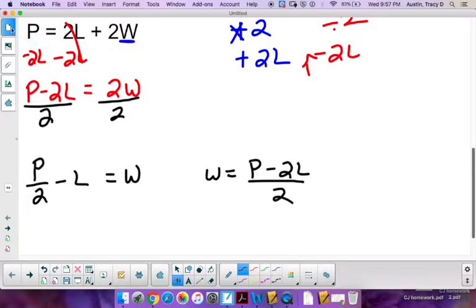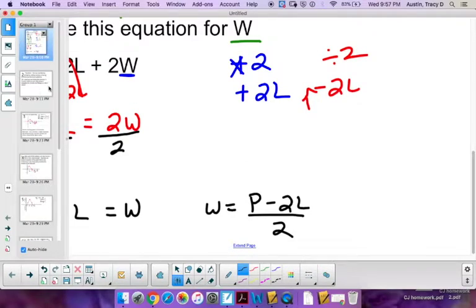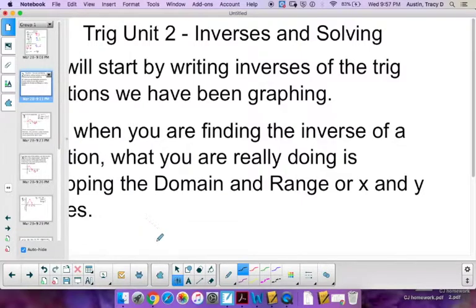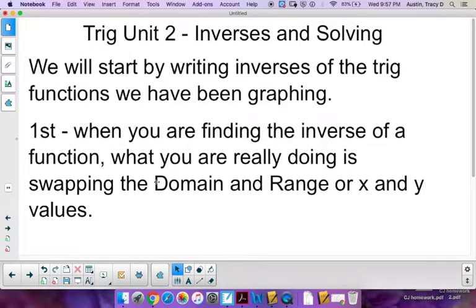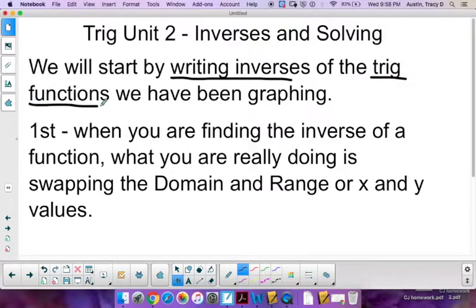Okay, so make sure you have your paper ready. We're going to start working on inverses. And that means we're going to write inverses of the trig functions that we've already been graphing. Those ones that had all the transformations and stuff, we're going to start writing inverses of them. It's basically like what you just did in the bell ringer.